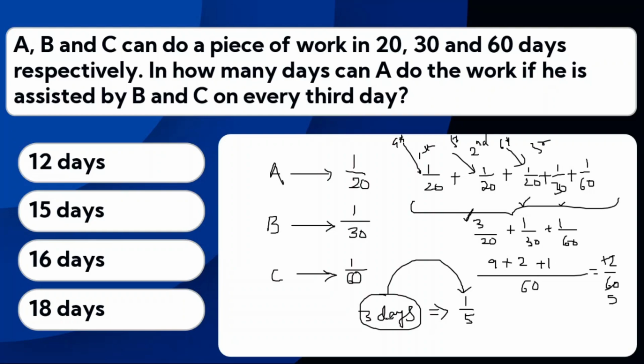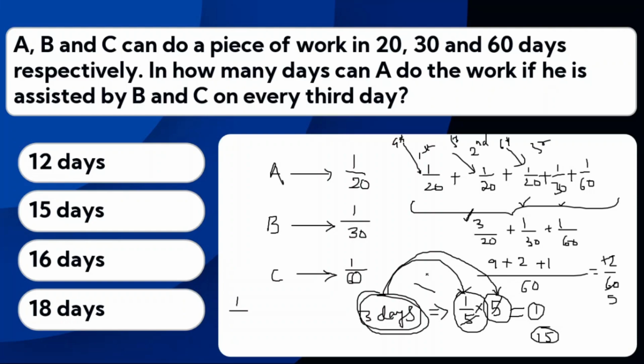How many times of this 3 days are required to get 1 unit of work? For 3 days they are completing 1 by 5th of the work. If you multiply per day work by the number of days, it must be equal to 1, such that this 3 days work I have to repeat 5 times. Then the per day work into number of days will get cancelled and give you the unit work. So 5 into 3, simply 15 days were required to complete that work by taking the help of B and C on every third day. So the answer is simply 15 days.